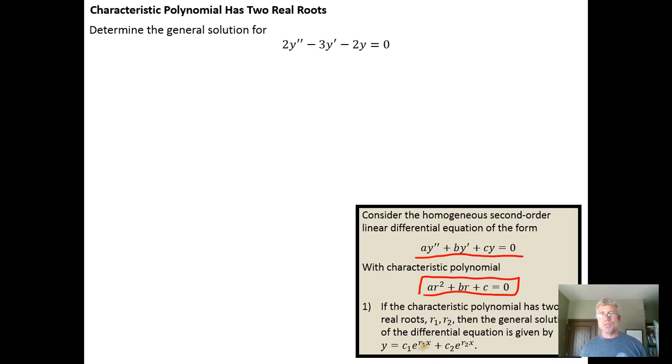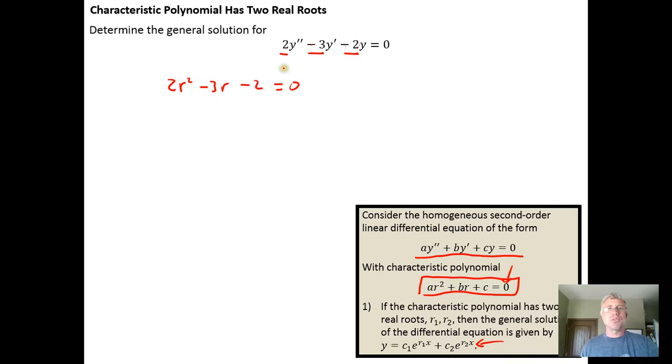And if it has distinct roots r sub 1 and r sub 2, we find the solution by doing y equals c sub 1 e to the r sub 1 x plus c sub 2 e to the r sub 2 x. So this is just on here so that you can remember the solution process that we derived in video 2. So you start with your second order homogeneous linear differential equation with constant coefficients, and you create the characteristic polynomial. So our characteristic polynomial is going to be 2 times r squared minus 3 times r minus 2, and the characteristic polynomial has to be equal to 0.